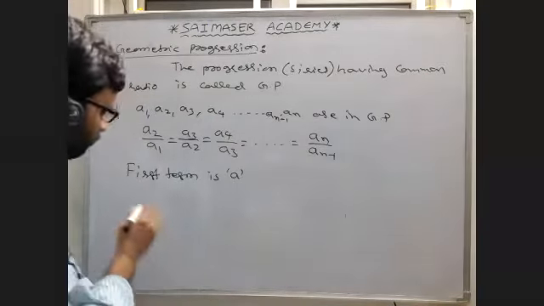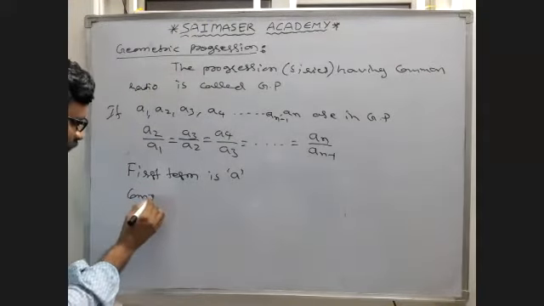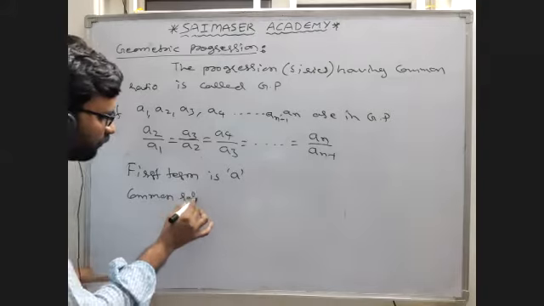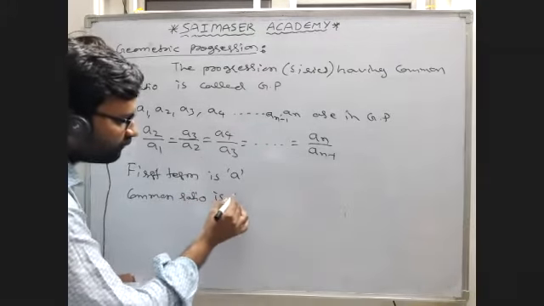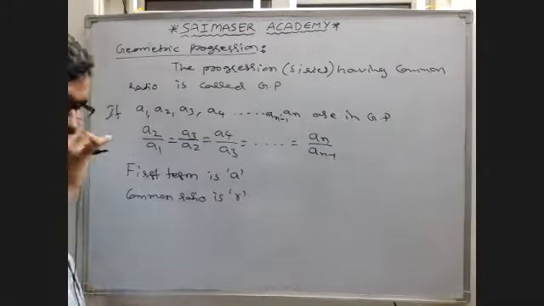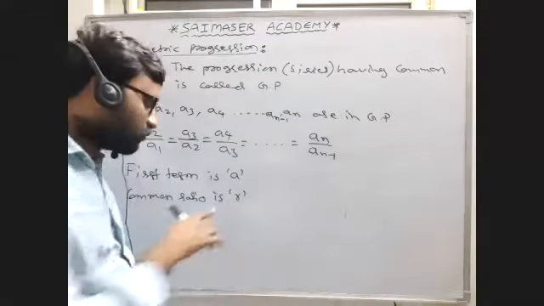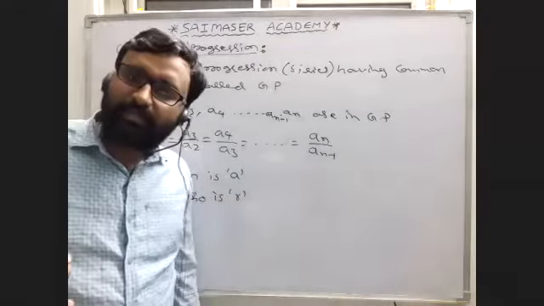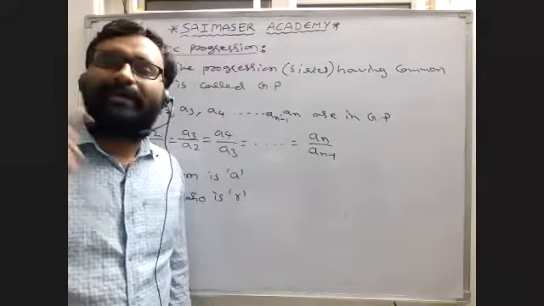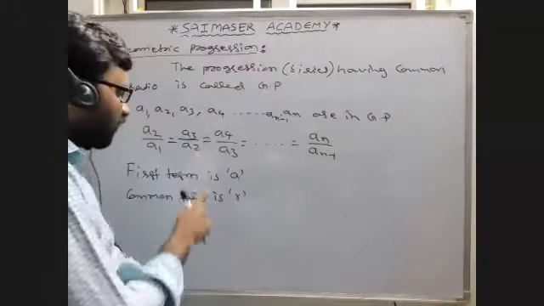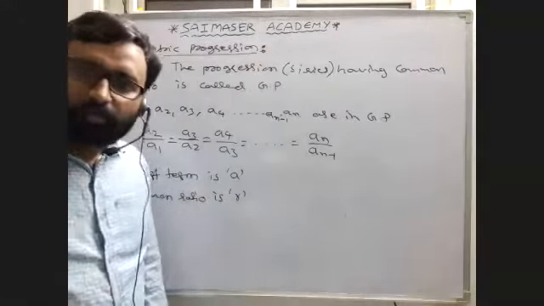Common ratio. We denote the common ratio with small r. In AP, the common difference is denoted with small d. In GP, the common ratio is denoted with small r.